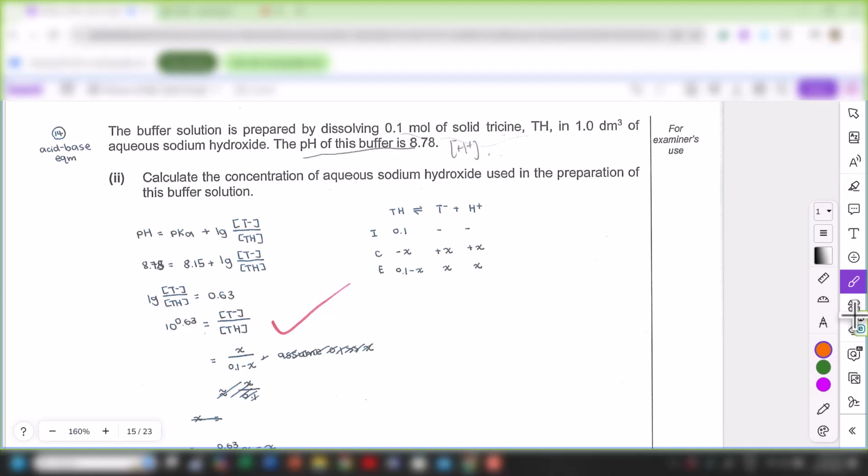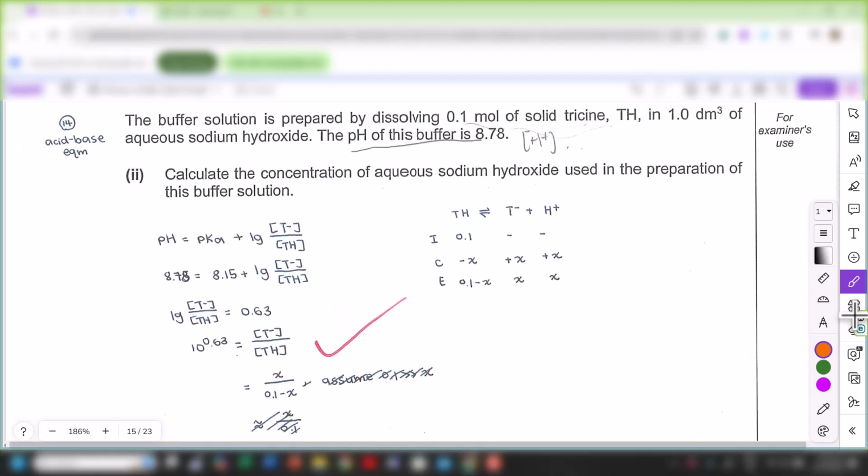So again, you are given 1.1 mole of solid trypsin in 1 dm cube of aqueous sodium hydroxide. Okay, so I need a buffer. What's the pH of the buffer? It's given to be 8.78.